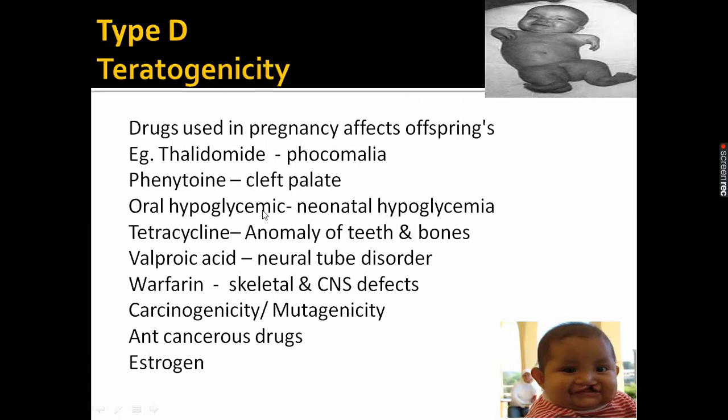So oral hypoglycemic drugs can cause this neonatal hypoglycemia. Tetracyclines can cause this anomaly of teeth and bones. Valproic acid, neural tube defect. Warfarin can cause this skeletal and CNS defects. Carcinogenicity, mutagenicity, all this can be seen most commonly with the anti-cancer drugs.